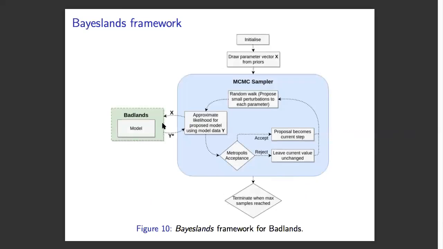So first you need to propose something, and that's what your initial values are. Then you draw parameter vector X from priors. X could be rainfall, erodibility, a marine coefficient, M and N. I don't know what that means. Only Tristan knows what M and N mean, and a number of other things.